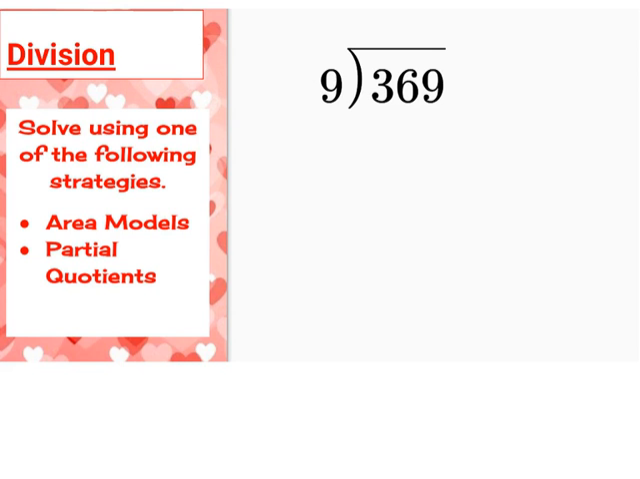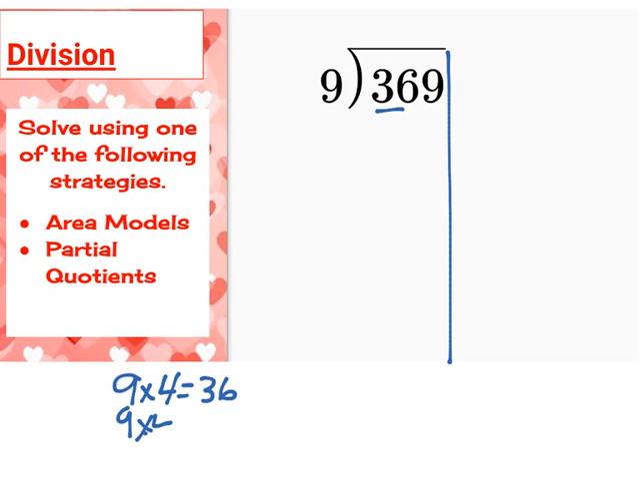We have 369 divided by 9. We can use area model or partial quotients. I'm going to start with partial quotients because that's what most of you do. I'm going to look at this 36 right here. And you know what? That makes me think that 9 times 4 is 36. So if I went 9 times 40, I get 360.